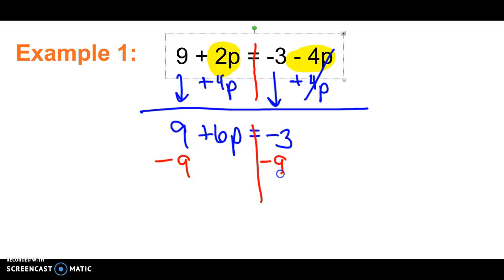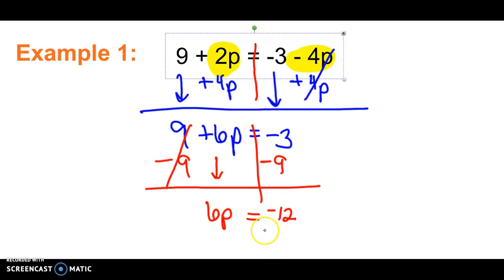I'm going to subtract 9 from both sides. Those cancel. 6p drops down. Negative 3 and negative 9, when I add those together, I get negative 12. Or if you type it in your calculator, negative 3 minus 9 is negative 12. Now I have 6 times p. I'm going to do the opposite and divide both sides by 6. And I get p equals negative 2.